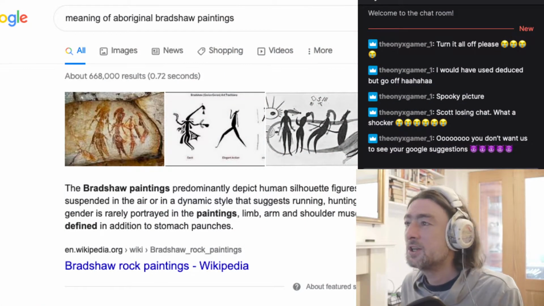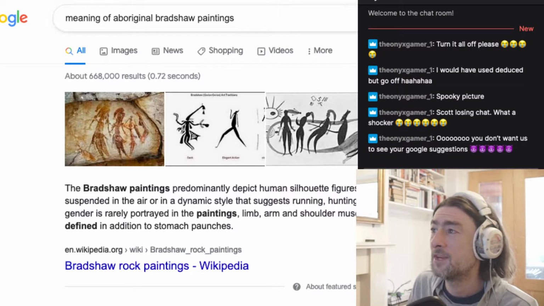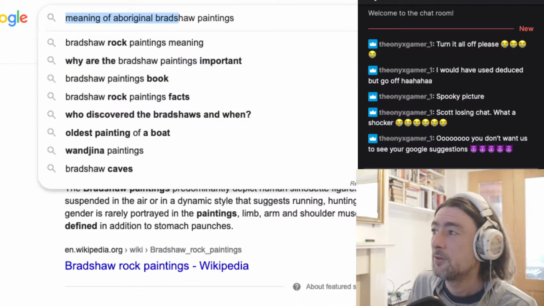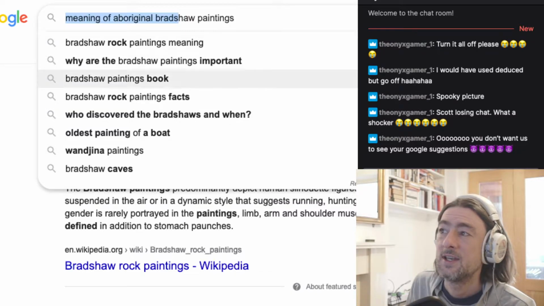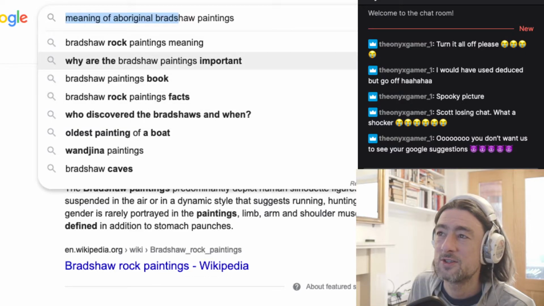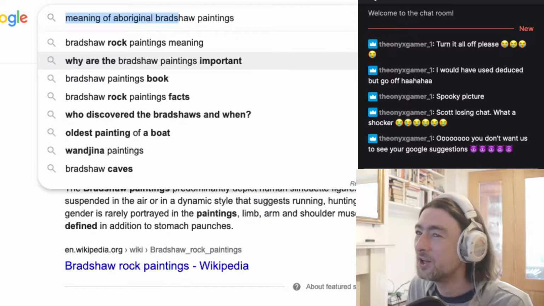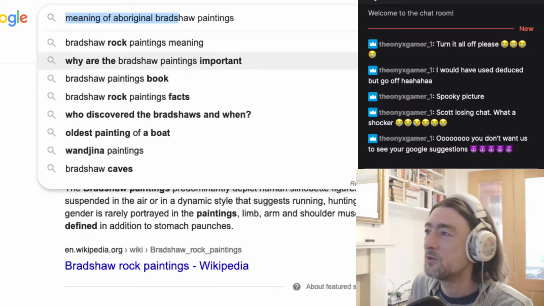Yeah, here we are. So I've asked Google specifically for what I want, and it may be that it tells me the meaning of these Aboriginal paintings, but what's more likely is that it's got these other suggestions, right? Now, this is how Google works, isn't it? It's going to push you the most popular thing, and it might not be the answer to what you want.